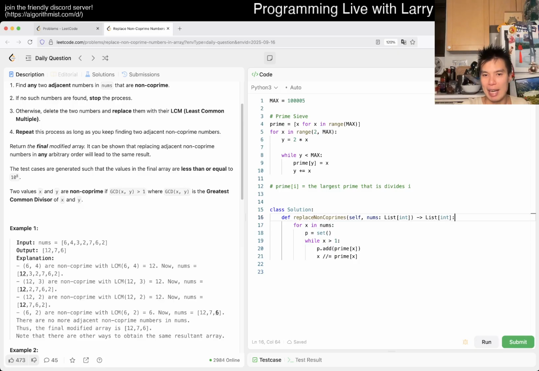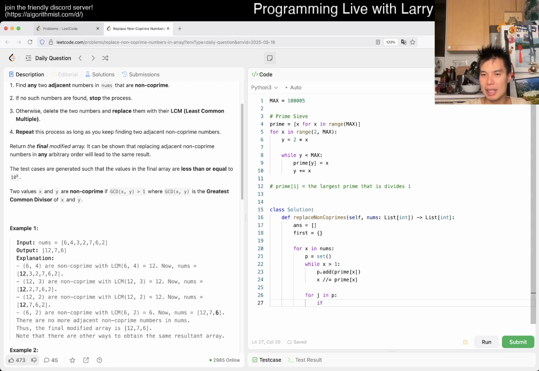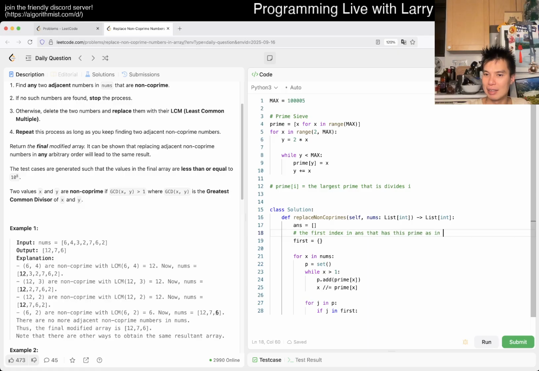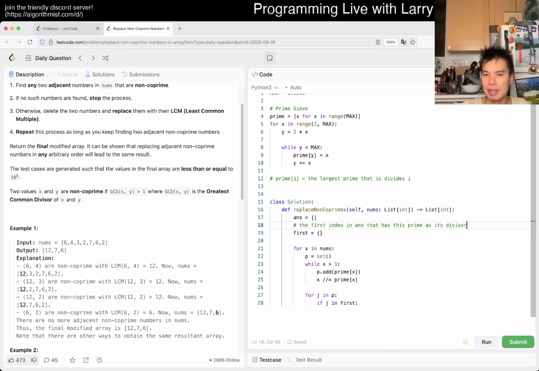For example, you can maybe write something like answer, right? And then now we can say for j in p, we can maybe write first is equal to some lookup table, and basically if j is in first, and what I want to do now, and it may not even be the best way, but I just kind of feel like it, is basically the first index in answer that has this prime in its divisor, right? Yeah, I think that's right.